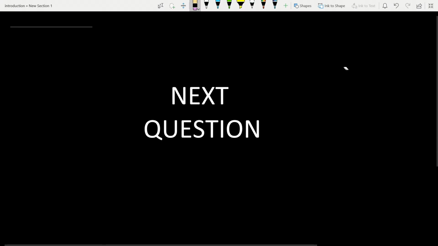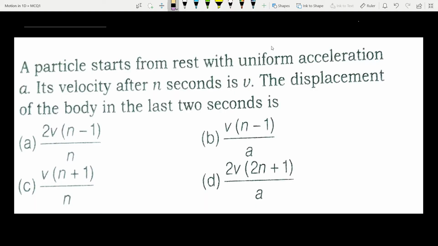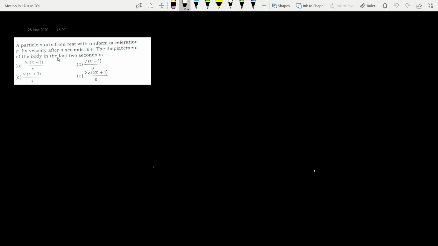Now let's solve another question. A particle starts from rest with a uniform acceleration a. Its velocity after n seconds is v. The displacement of body in last 2 seconds is. तो हमें find करना है last 2 seconds में displacement.